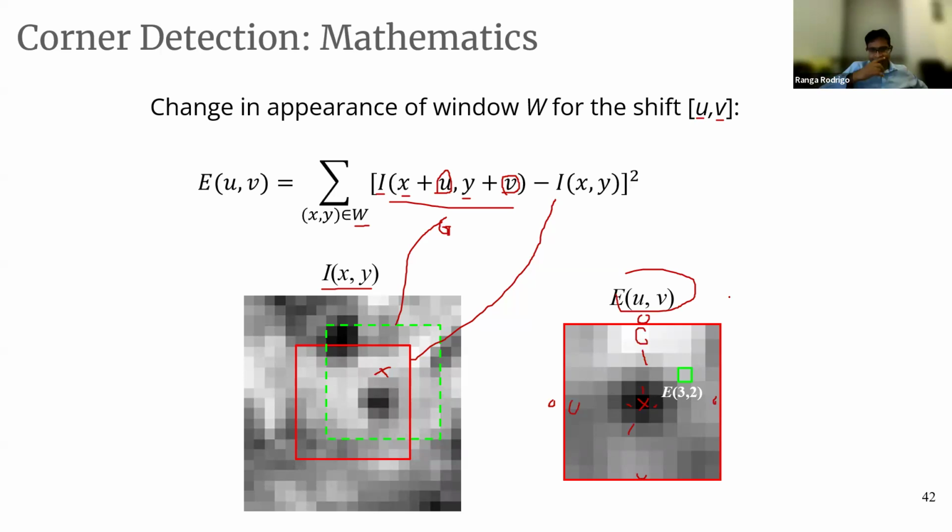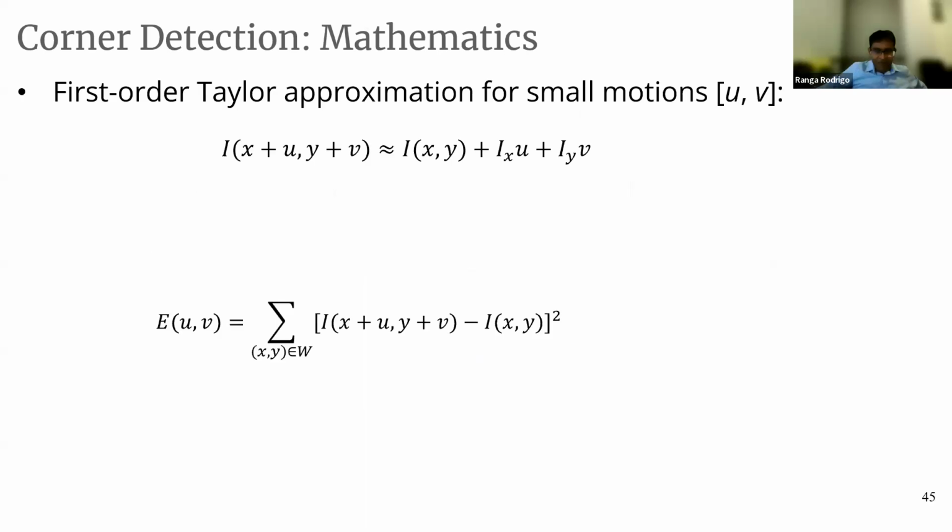Okay. All right. So this is E00 and so on. Now we want to mathematically explain that. We want to find out how this function behaves for small shifts. So first order Taylor approximation is what we are using. I hope you remember the Taylor approximation.